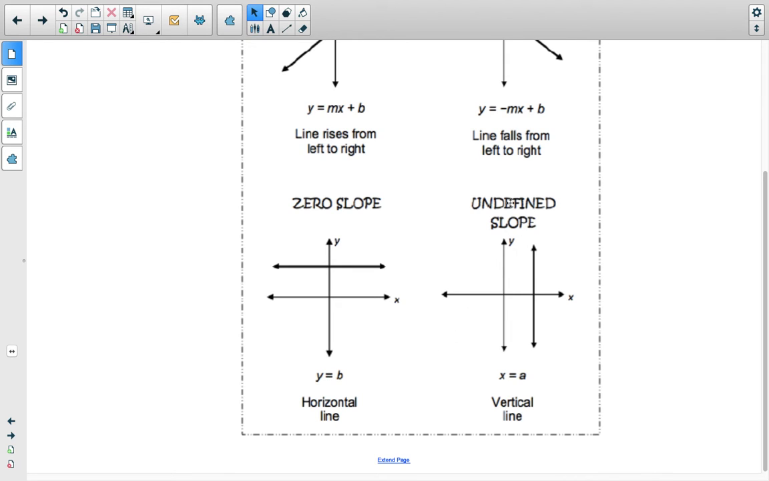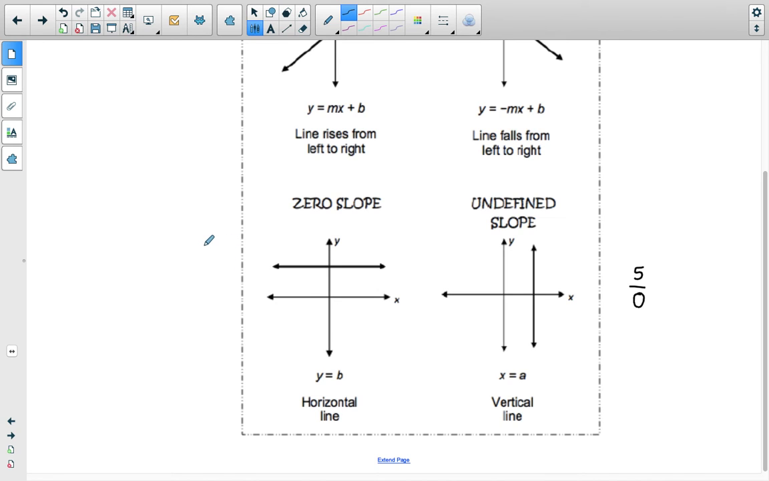An undefined slope is the most uncommon that you will see, especially in a calculator, because you cannot have an undefined slope in your calculator. This is a vertical line. This is when your x value is equal to a number. An undefined graph cannot be graphed in the calculator. You get an undefined slope when you have any number divided by 0. That is when you have undefined.